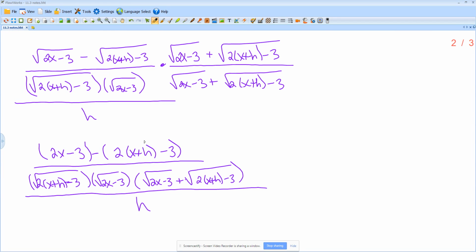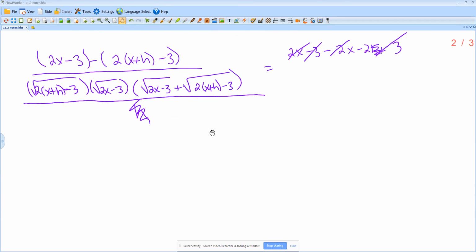So now if I distribute out in this numerator, I get 2x minus 3 minus 2x minus 2h plus 6. Oh, sorry, plus 3. And you can see my 2x minus 2x, my minus 3 and positive 3, and my h over h cancel. So what am I left with? Well, in that numerator, all I have left is a negative 2.